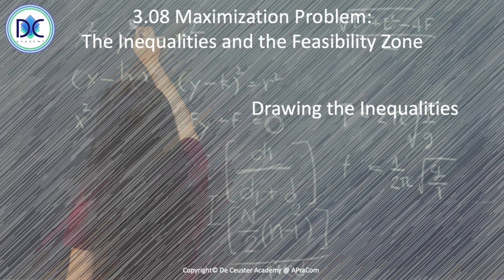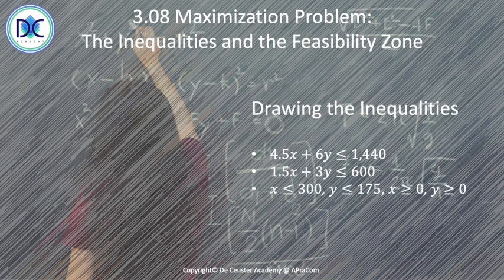We determined the inequalities in the previous video, so if you want to review that, you can go back to that video and see how we got to those equations. We're going to draw the first equation, 4.5x plus 6y smaller or equal than 1440. The second equation is 1.5x plus 3y smaller or equal than 600. And then we have the limitations, x smaller or equal than 300, y smaller or equal than 175, and the two non-negativity conditions, x and y larger than 0.